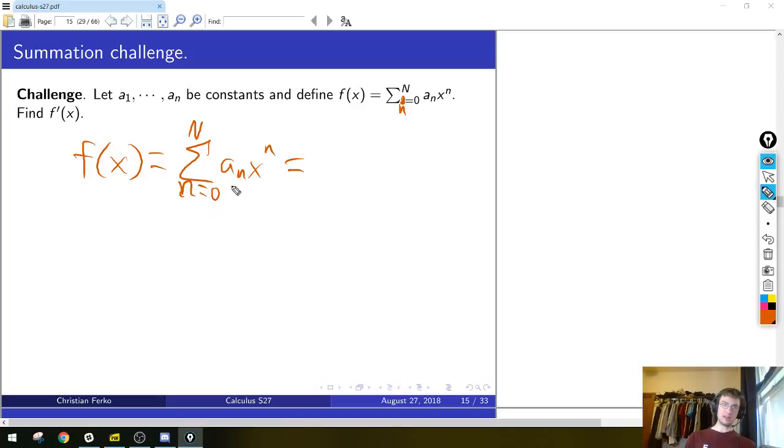Well, when you plug in n equals 0, that's a0 times x to the 0, which is 1, plus a1 x to the 1, plus a2 x squared, plus dot dot dot, plus a sub capital N x to the capital N. So this is just a polynomial, a bunch of powers of x with various coefficients. Then I ask you, what is the derivative of this thing?